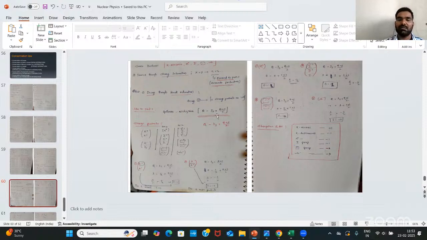Q equals I3 plus B plus S by 2. Here Q is the charge, I3 is the isospin, B is the baryon number, S is the strangeness, and 2 is just the number 2. If you substitute these values, you can find S. In any equation, if you find S, you get the strangeness of that particle.